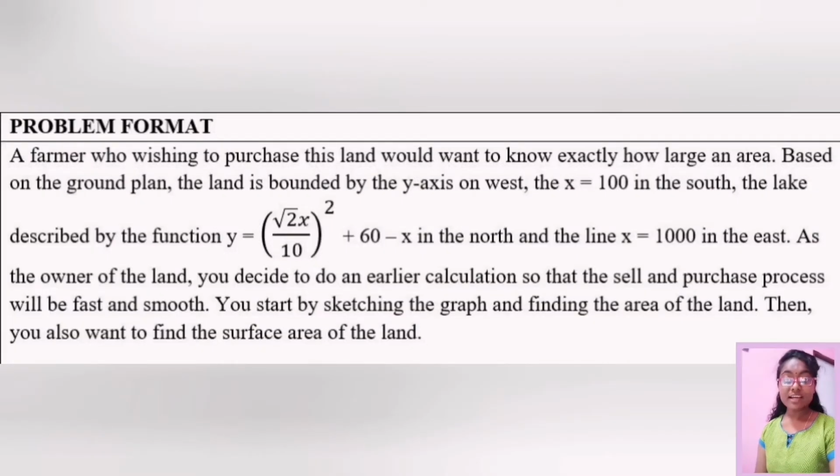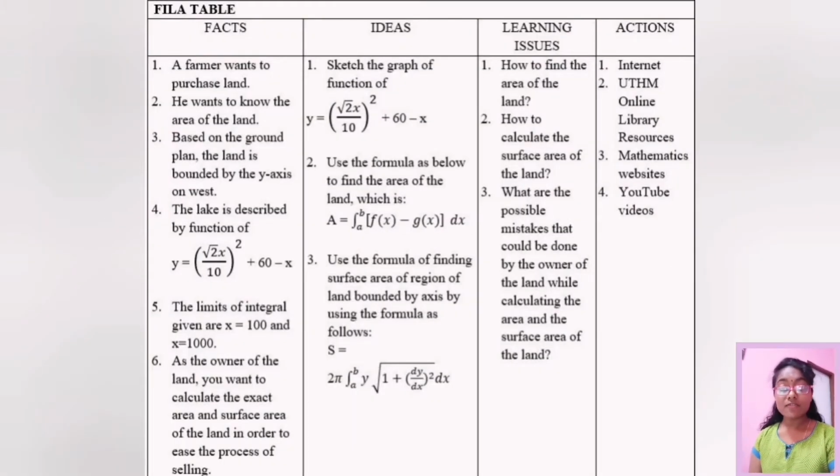Good day everyone, I am Mazrambika and I will explain about the filler table. For the filler table, there are 4 main factors which are facts, ideas, learning issues and also actions. Under facts, the first is a farmer wants to purchase land. Second, he wants to know the area of the land.